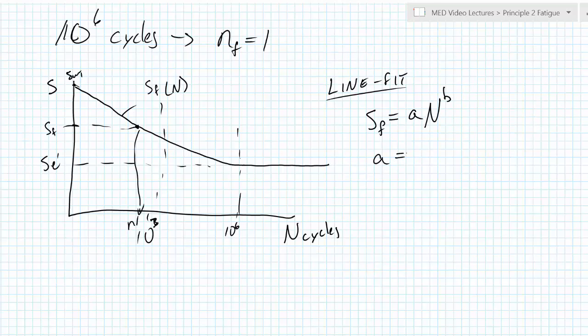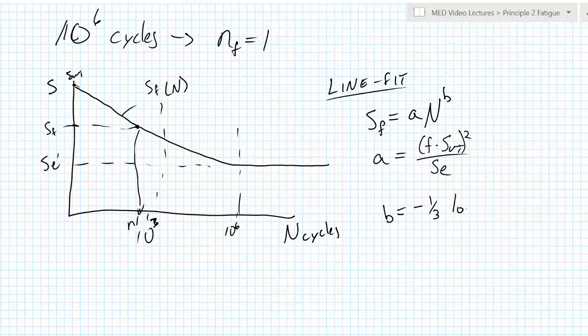A is a factor where we have F, which I'll define in a moment, times the ultimate strength, squared, divided by the endurance strength for our part, and B is -1/3. This is where the log value comes in, finding out what the exponent is of F times the ultimate strength divided by the endurance strength. And the only thing that's not defined here is F.